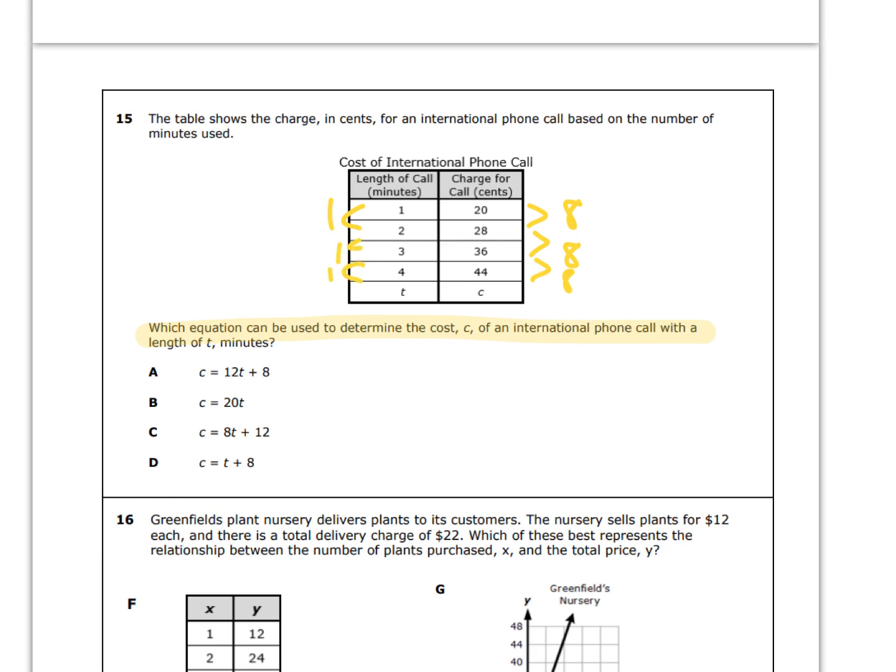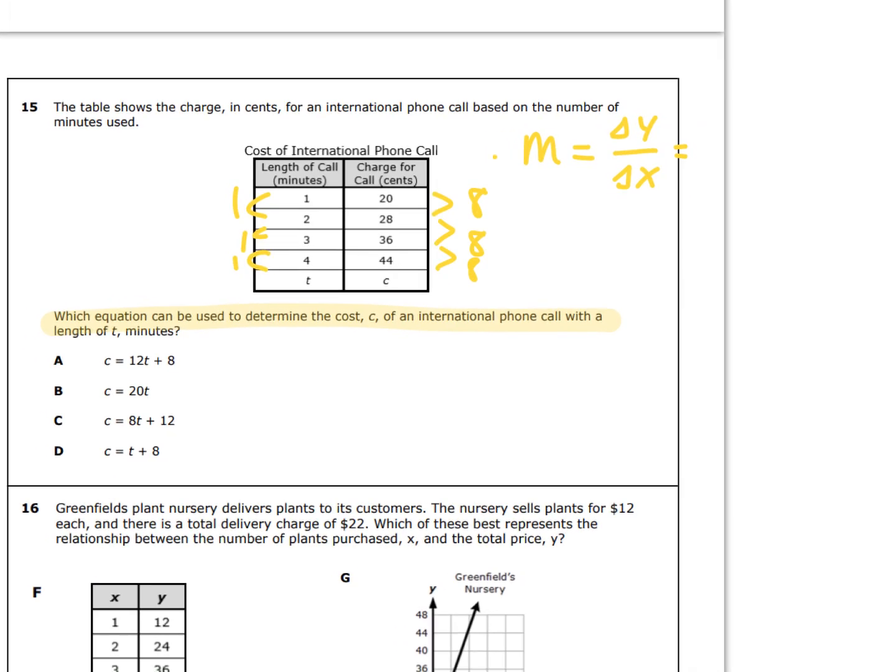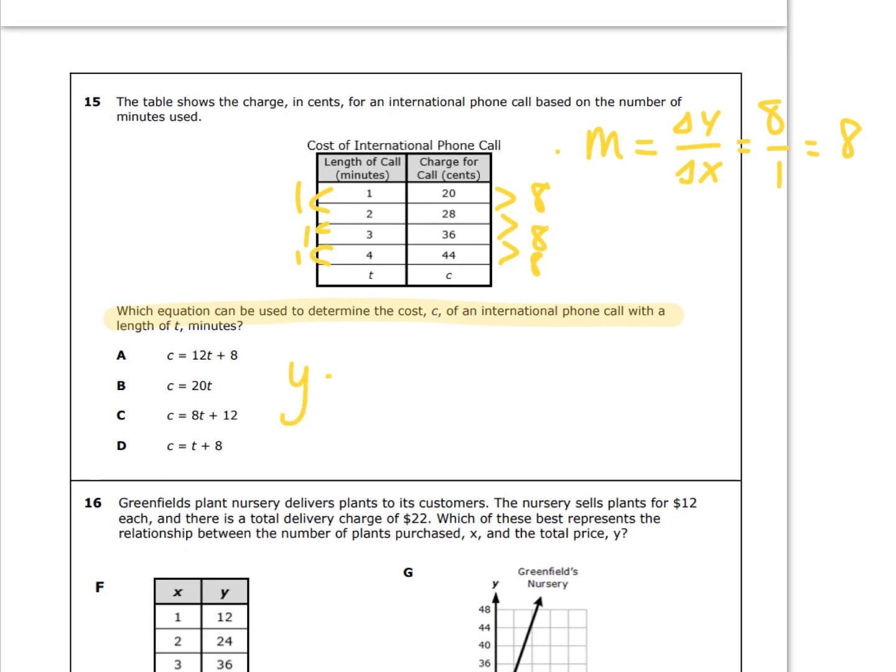And so my m is change in y over change in x. All I have to do is divide. So y is over here, and I'm going to take 8 over 1, which is just 8. Okay, so I now have m. So I have y equals 8x plus, and now I've got to find b.